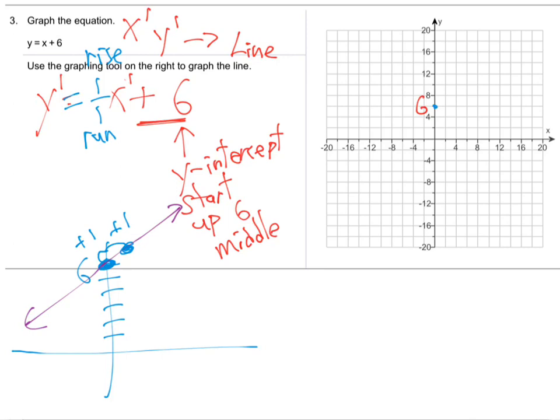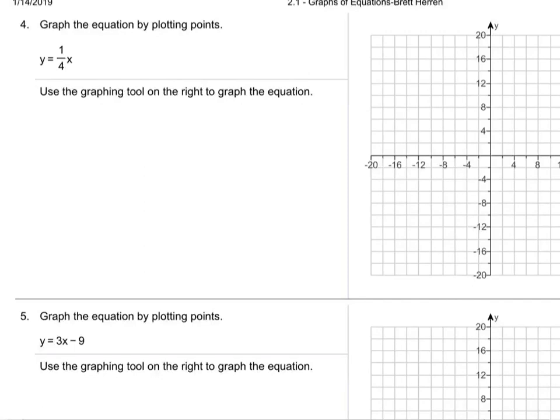Does that make sense what we did? So the first dot was up 6 in the middle, because of that 6 off to the right. And then from that dot I went up 1, over 1. Rise, run. Up 1, over 1 to get the second dot. Connect the 2 dots, straight line. Now, the system will make straight lines for you pretty easily. All right, let's try that.